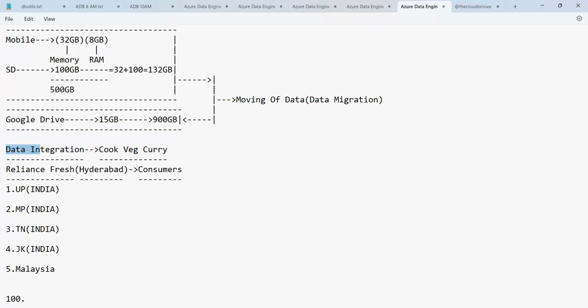The same process, we replace it with data. Data integration means the data is gathered from various locations and made available for use at a particular location. Hence this process is called the data integration process. Data migration is moving the data from the on-premises environment to the cloud environment. On-premises, this mobile phone, this is called on-premises.